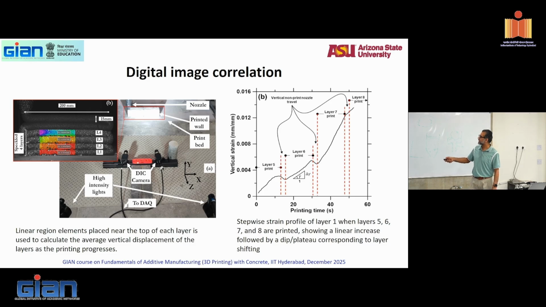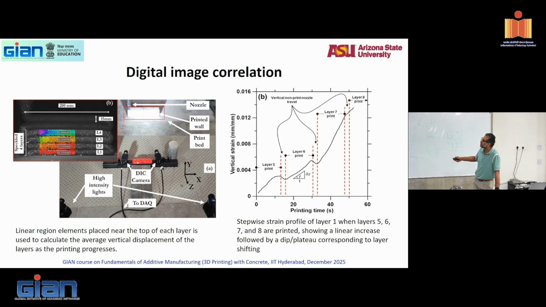So now look at this. This is printing time. And here is the vertical strain that is being measured by DIC. See, so 4 layers have been built and you're going to paint this. Now I'm going to print layers 5, 6, 7 on top of it. So 4 layers have been built and I'm going to watch, seeing whatever is going to happen in layer 2. So I'm going to find out what the strains are. When layer 5 is being printed, you get the strain.